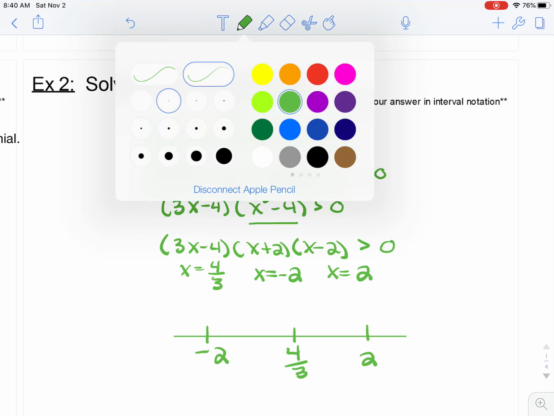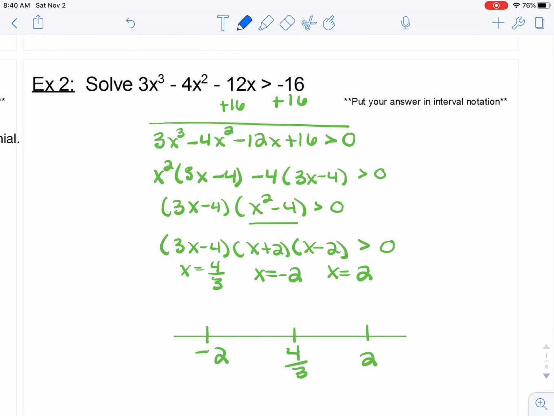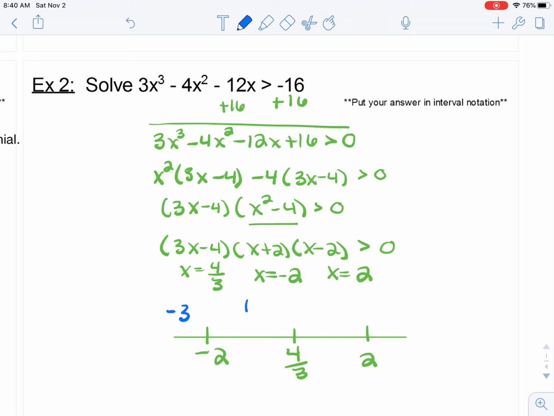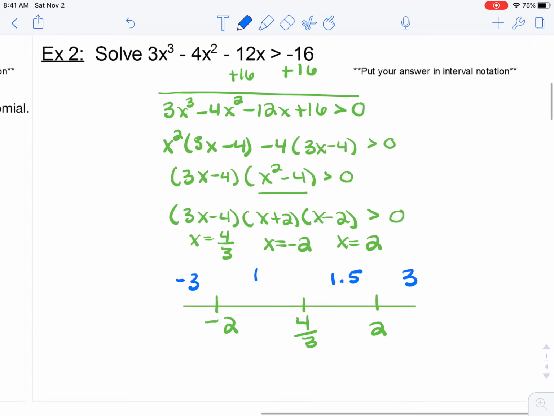So I can pick something to the left of negative 2, we can use negative 3. In between negative 2 and 4/3, you could use 1. Between 4/3 and 2, well, 4/3 is 1 1/3 and 2, so I would use something like 1.5. And then to the right of 2, let's use 3. So again, we don't have to exactly figure out what the value is. We just need to figure out if it's positive or negative.